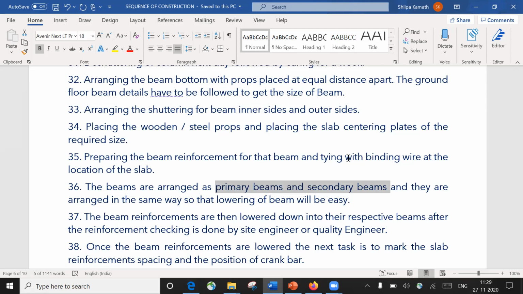So the usual practice is the primary beams are laid first, and over the primary beams we give the secondary beams. And always remember, when we do the analysis using ETABS or STAAD.Pro, usually the secondary beams are made simply supported.